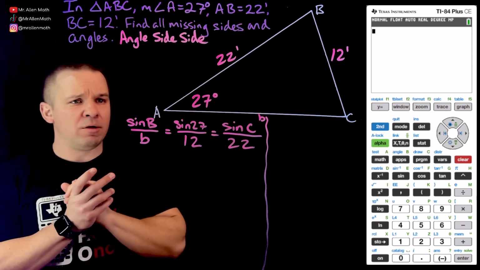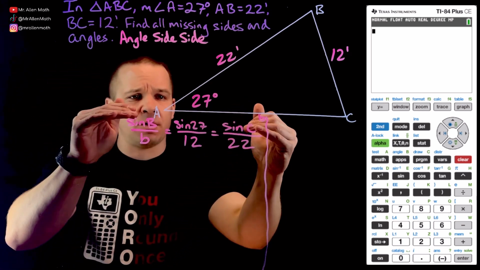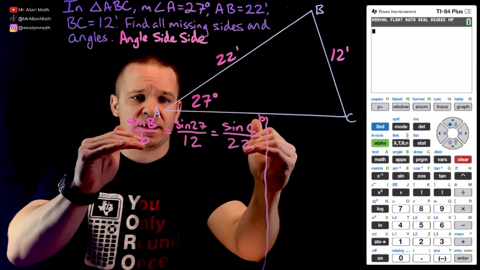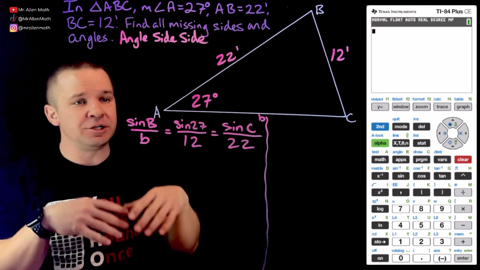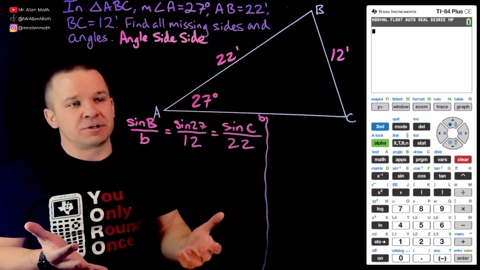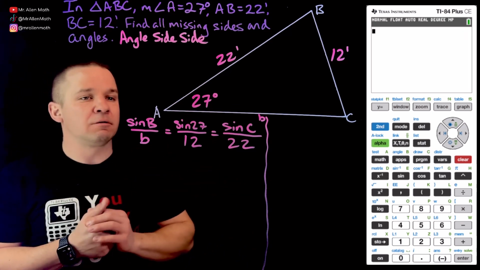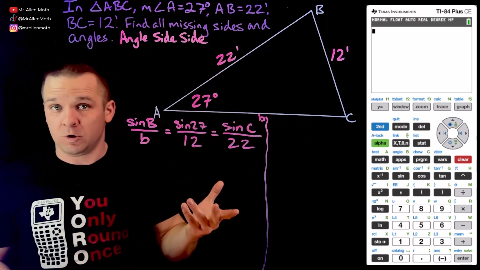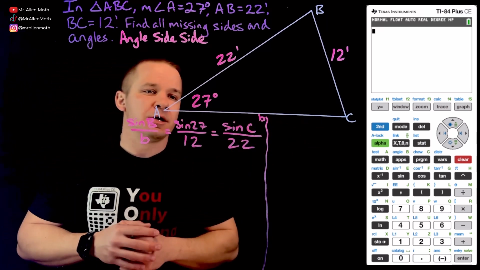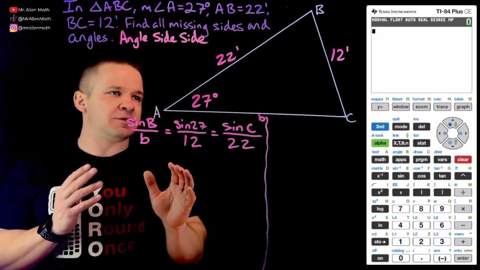I could have set it up with the sines in the numerator and the side lengths in the denominator, like I did, or flipped. If your teacher does it the other way, it's no different. You're just going to cross multiply and solve still. Just make sure you're consistent: all sines in the numerator, all lengths in the denominator, or vice versa.